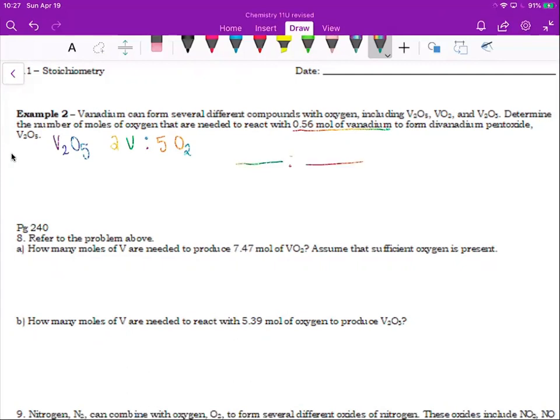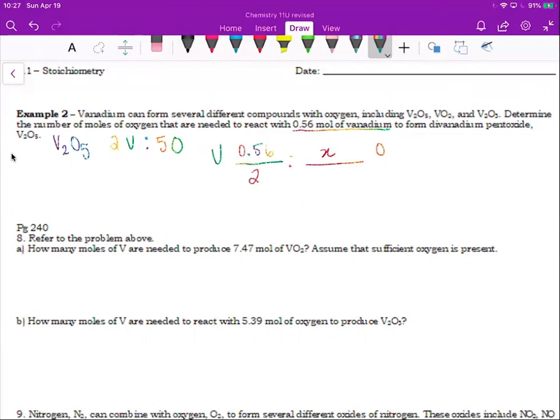Let's set up our equation. I'm putting number of oxygens over here. Oh, I put O2, it's just O. And I did it over here too. When oxygens are in a molecule, they're just by itself. It's only when oxygens are elemental that they form a diatomic molecule. And I'm sorry, my house is very loud right now. I hope you guys can't hear that. Okay, so we need to find the number of oxygen needed when there's 0.56 moles of vanadium.